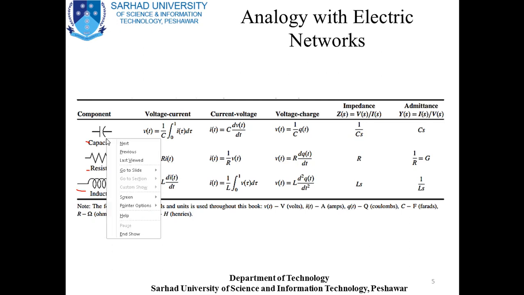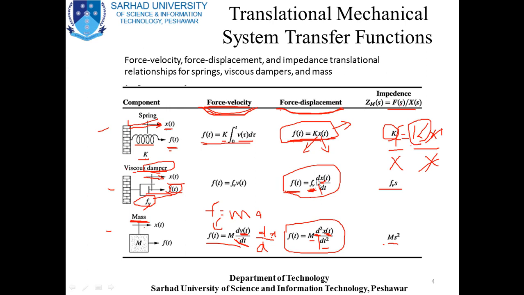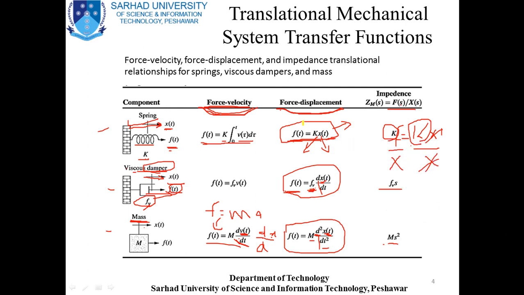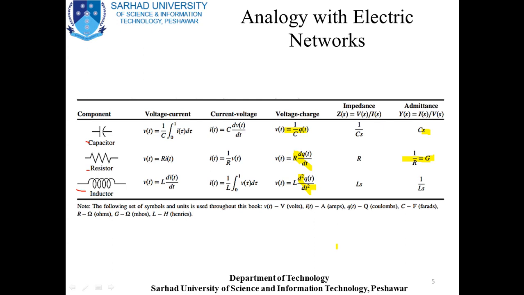You can see that in this diagram there is S, no S, and S square. You can see that there is no derivative, there is single derivative, and there is double derivative. Similarly, there is no derivative, single derivative, and double derivative. So these are basically the analogies between electrical networks and mechanical systems.